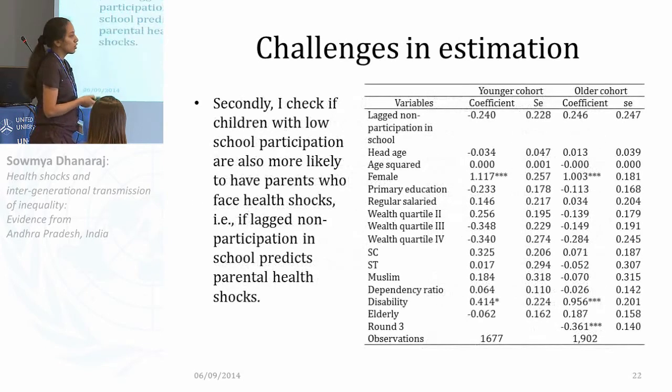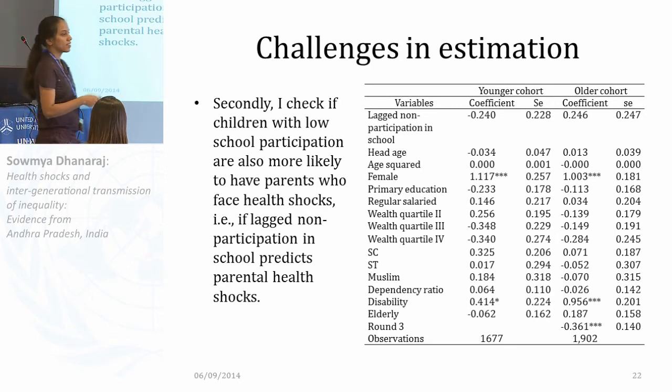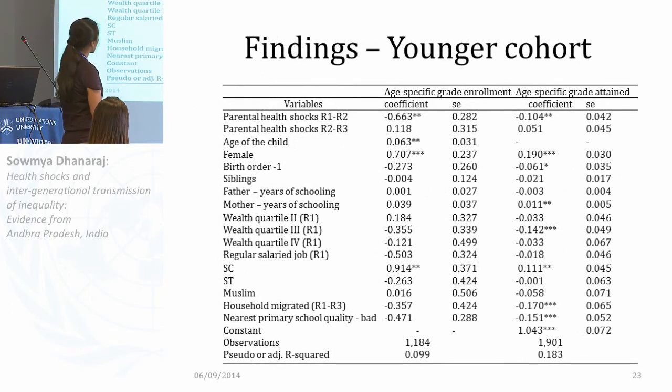Also, I check if the children with low school participation are more likely to have parents that face health shocks. That is, if lagged non-school participation predicts the future health shocks of the parents. And I find this is not the case. So I proceed to estimate the model. Here, in the main results, I find that parental health shocks in the case of the younger cohort reduce the age-specific grade enrollment as well as the grade attainment.